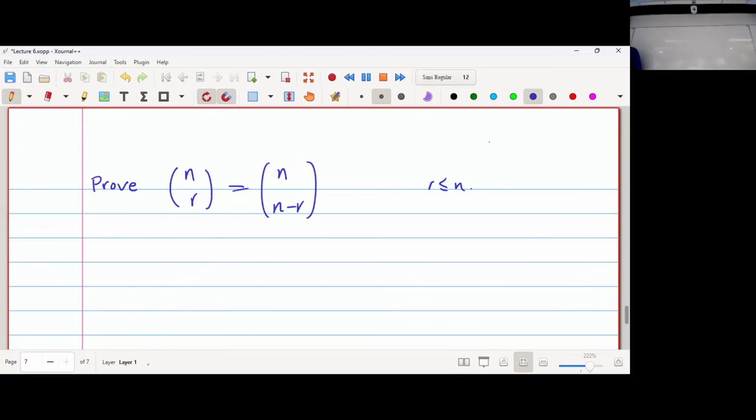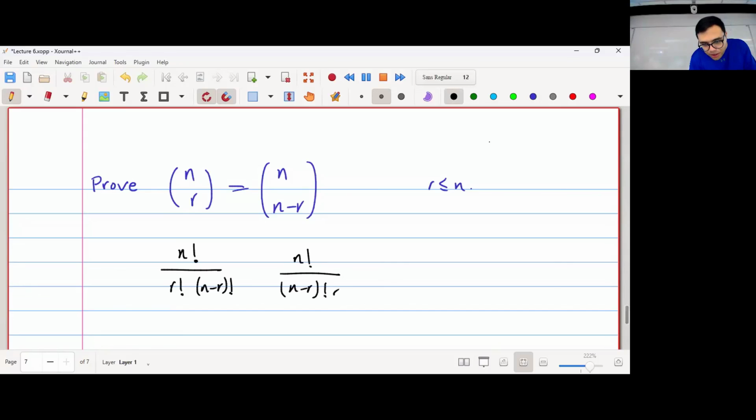But if I want to choose a team of r people, I can instead choose n minus r people and kick them out, right? So the number of ways to choose n minus r people and kick them out has to be equal to the number of ways to choose r people. So n choose r is equal to n choose n minus r. You can also just write the formula. This is like n factorial over r factorial n minus r factorial. This is n factorial over n minus r factorial r factorial, and of course they're equal.